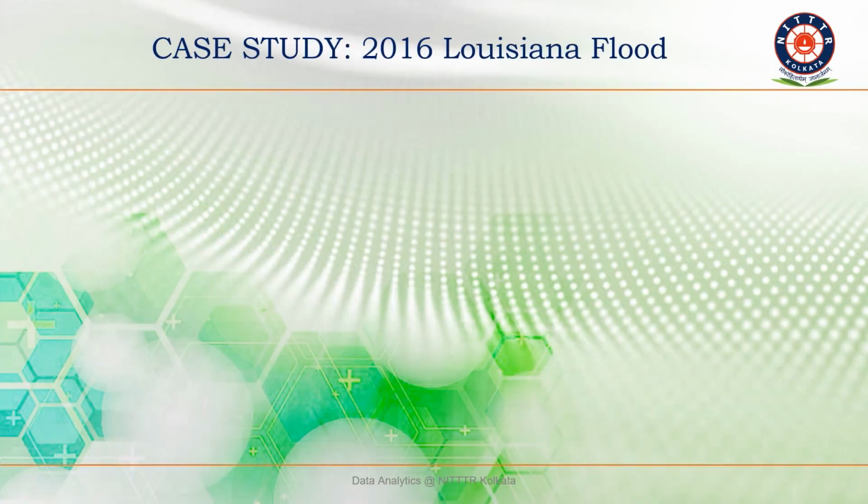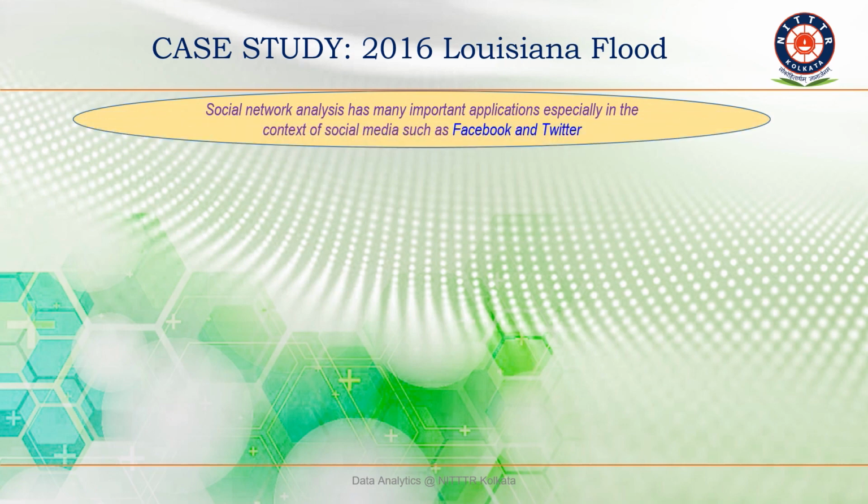Let us know about a case study where this kind of social network analysis has been used earlier. You can see in the slide that we are going to consider the 2016 Louisiana flood, which happened in the USA. It was a very disastrous situation where people were affected very severely. Here social network analysis was adopted in order to manage information and provide different awareness information, and that data was managed by Facebook and Twitter.